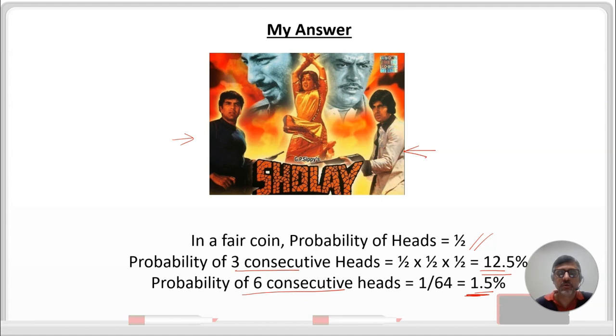These people did not show any alarm at some very improbable events happening in the movie, and if they had, the course of the movie would have been different. That's the reason for my answer.